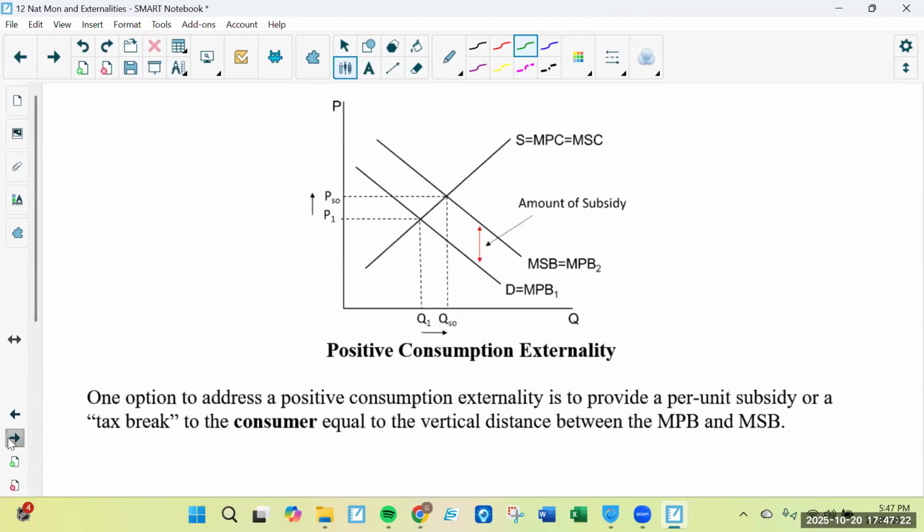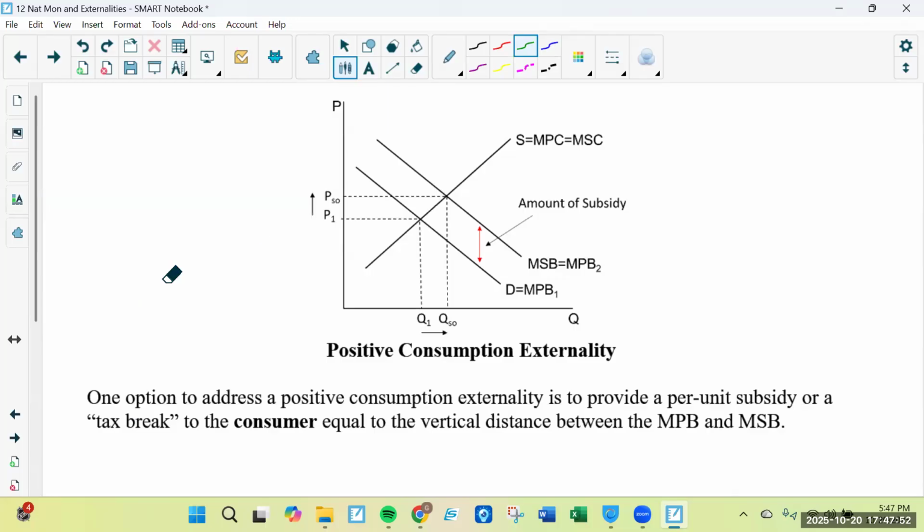All right. What about a positive consumption externality? Again, you're going to put a per unit subsidy or a tax break. You have to pay less taxes. It's kind of how they would have to do this. They're not really going to subsidize you. The government's not going to hand you money every time you buy a product, but they give you a tax break for buying it. For a while there, they were doing that with electric vehicles, energy efficient air conditioning units, things like that.